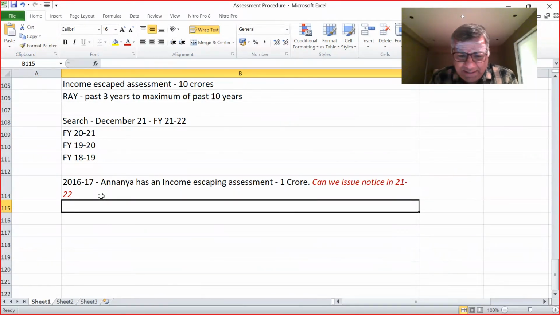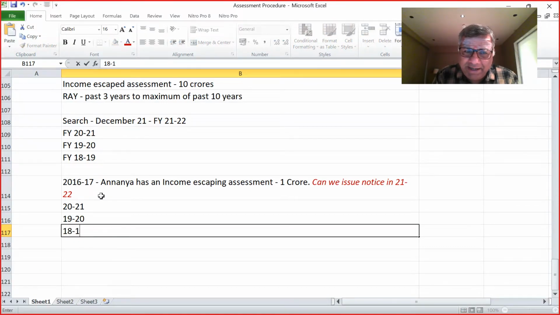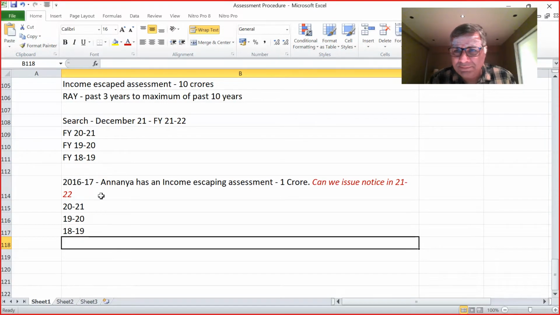That's why I am taking this time. Okay. Only for past 3 years I can issue. In 21-22, I can issue for 2021, no doubt about it. 19-20, no doubt about it. 18-19, no doubt about it. Beyond that, I cannot issue under Provision 1.